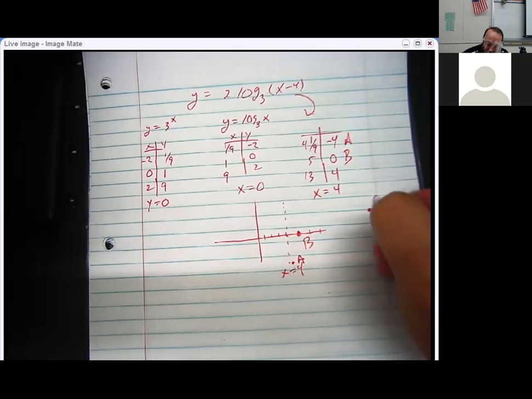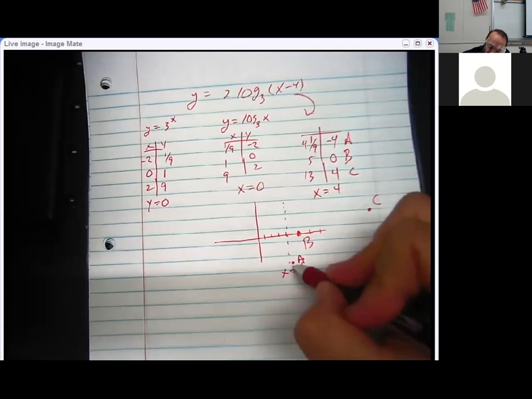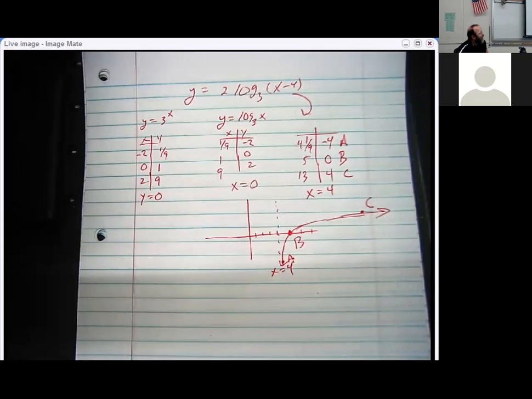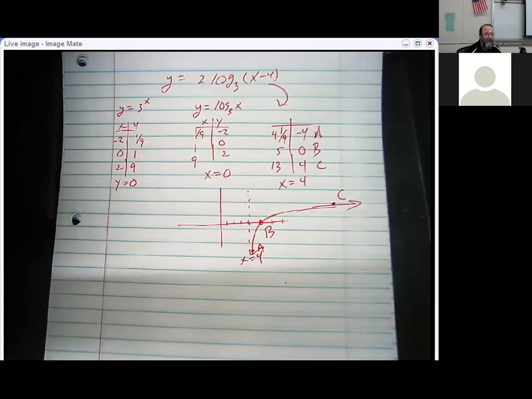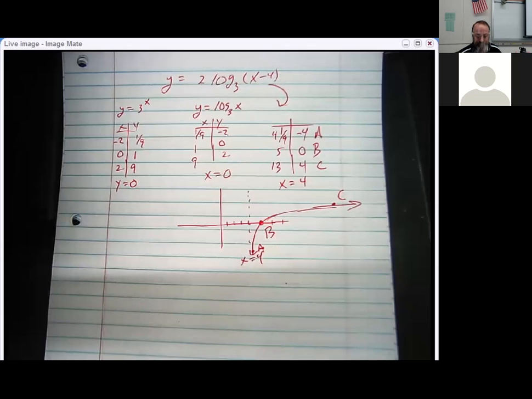Again, I'm being a little bit less formal about this because 13 gives me 4, way the heck out here. And we talked about this yesterday. Why did it take so long to get out there? It's because the original exponent was really steep, and so this is really, really flat. So let's see how we did by looking very quickly at Desmos.